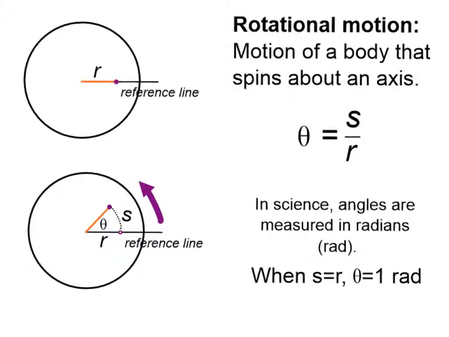So to analyze our motion, it's convenient to set up a fixed reference line. So that is represented right here. Here's our bulb and here's the reference line. And we can draw a line from the center of the wheel to the bulb. I just drew that in orange. That represents r, or the radius.